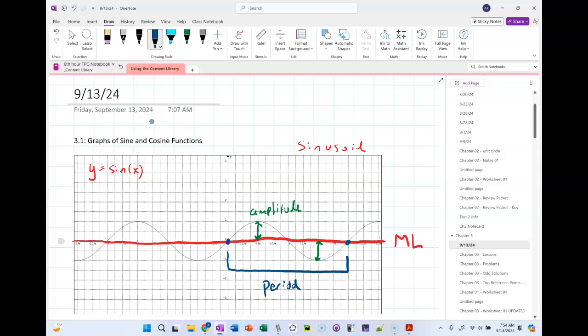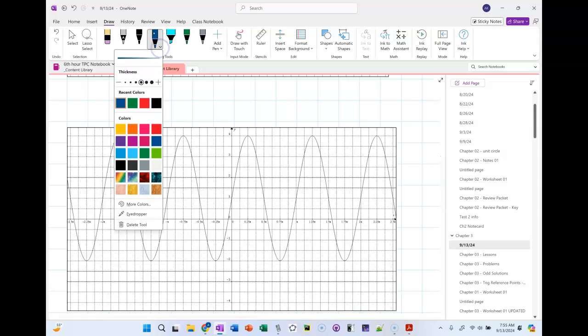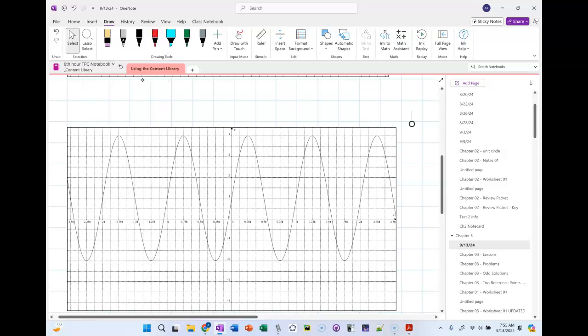So let's start by doing an example at trying to pick out what the midline, amplitude, and period are from some graphs. So our first graph that we're going to look at is this one. So again, what we're doing is we're going to look at trying to pick out the midline, the amplitude, and the period, just from looking at the picture.